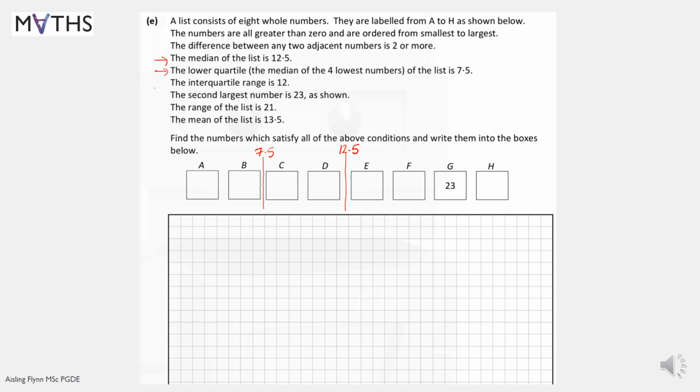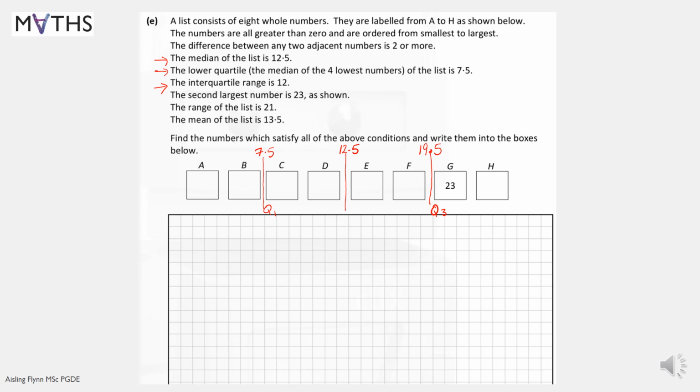The interquartile range is 12. Now, the interquartile range is the difference between Q1 and Q3, the third quartile. So if the difference between those is 12, well then 7.5 plus 12 will bring me up to Q3, which is 19.5. If you subtract them, you get 12. Right, these will come in useful in a little while.